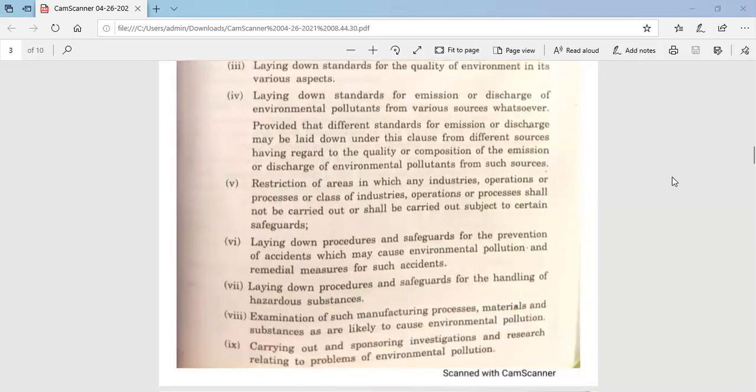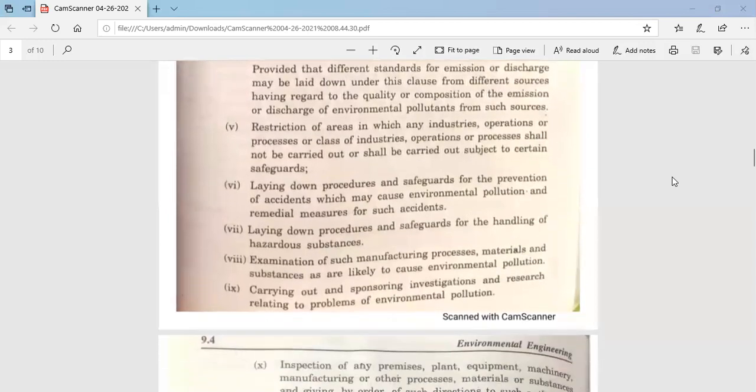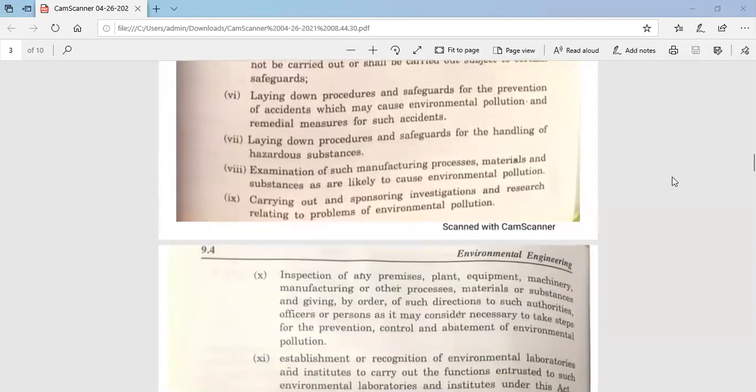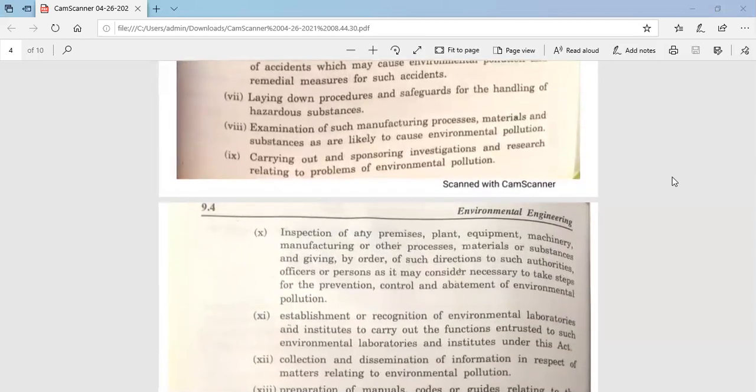Restriction of the areas in which any industries, operations, or processes, or the class of industries, operations, or processes, shall not be carried out or shall be carried out subject to certain safeguards. Laying down procedures and safeguards for the prevention of accidents which may cause environmental pollution and the remedial measures for such accidents. Laying down procedures and safeguards for the handling of hazardous substances. Examination of such manufacturing processes, materials, and substances as are likely to cause environmental pollution. Carrying out and sponsoring investigations and research relating to the problems of environmental pollution.